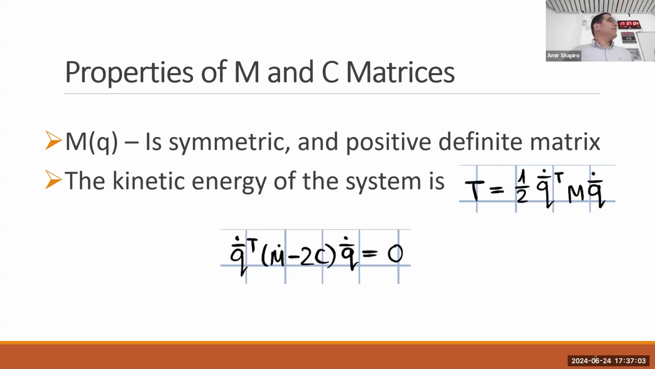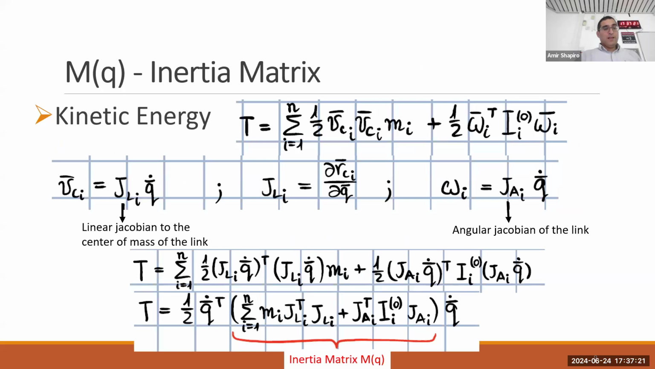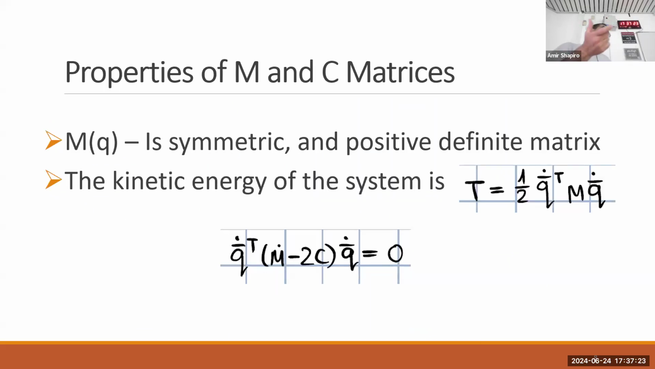so its quadratic form is always zero. So Q dot transpose times this matrix times Q dot is always zero. This is kind of a unique property of the relation between M dot and C. And C is not unique, but we can always find the C that meets this property.